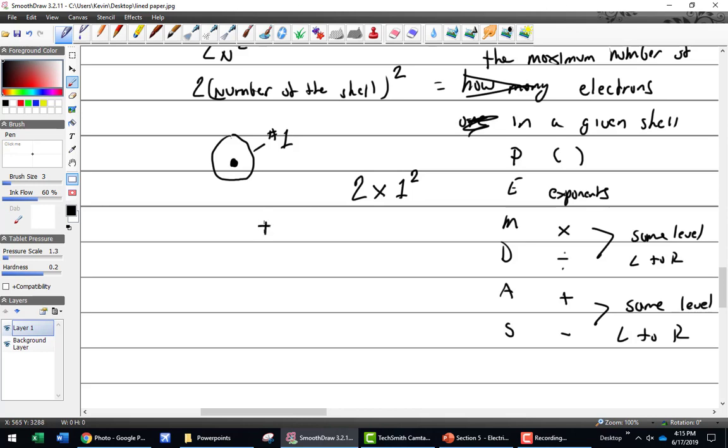So the number 1 shell, we'll do it right here. Number 1 shell has a max electrons of how many? 2. Well, what about the number 2 shell? So I will do 2 x squared times 2 equals 8. Number 3 shell.